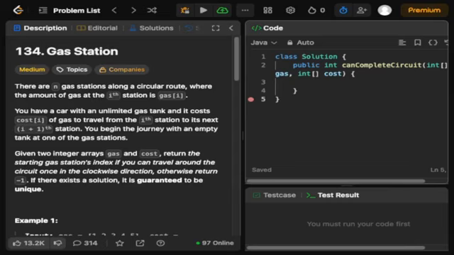In this series, we are going over LeetCode problems. And today we're looking at a medium problem, and that is LeetCode 134 Gas Station.